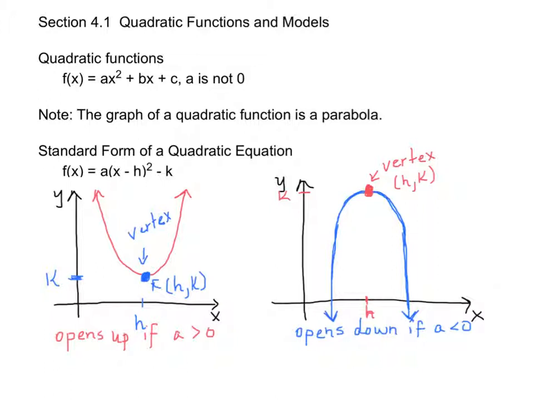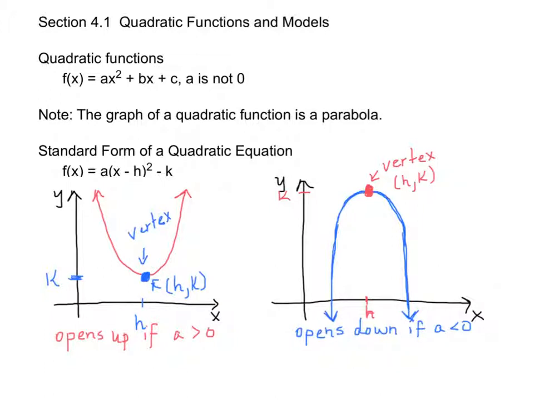What we want to be able to do is take this general form of the quadratic function and write it in standard form. Standard form is f of x is equal to a times x minus h squared minus k. Notice that if the a is greater than 0, then the parabola is going to open up. If a is less than 0, then the parabola opens down.